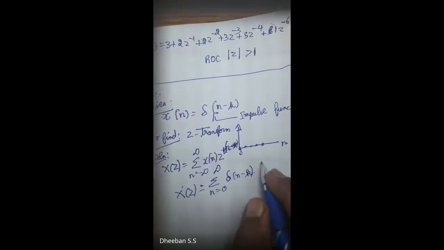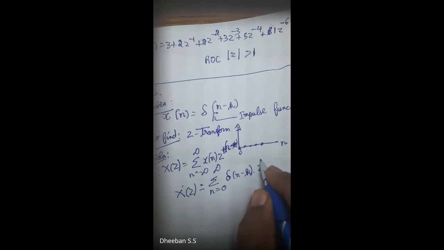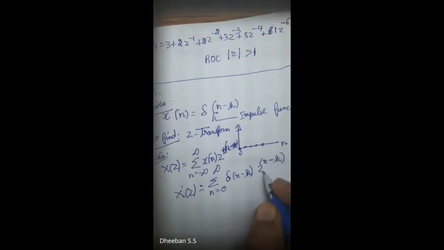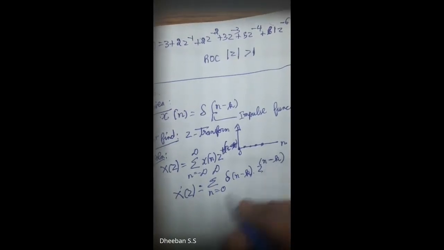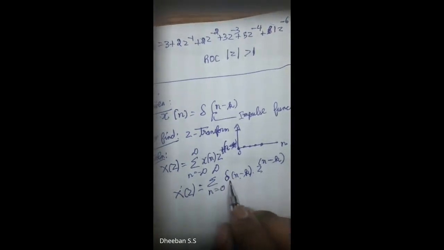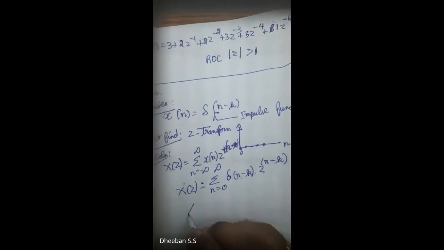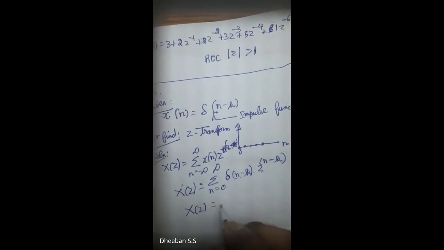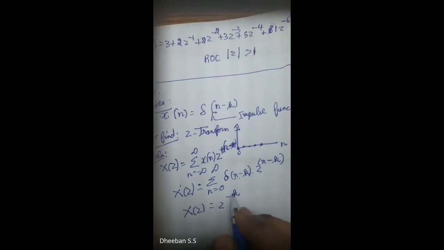Into z to the power of minus n minus k. So this takes the value only at 0. For all other values, it will be the same. So it takes the value of 1 at 0. So X of z equals z power minus k.